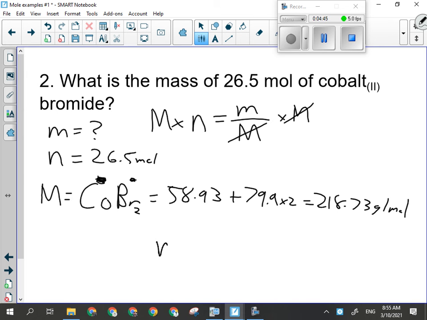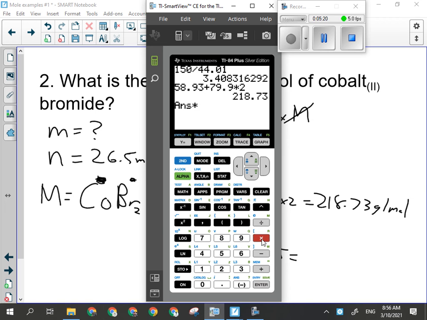So mass will be big M, 218.73, times 26.5. If you want a more logical way to think about what we're doing mathematically here, remember that this number is the mass of 1 mole, and this is how many moles I have. Multiplying the two will tell me how much that all has in terms of mass. Everybody follow me there? So we're going to take that and multiply by 26.5. All right, so 5,796.35.